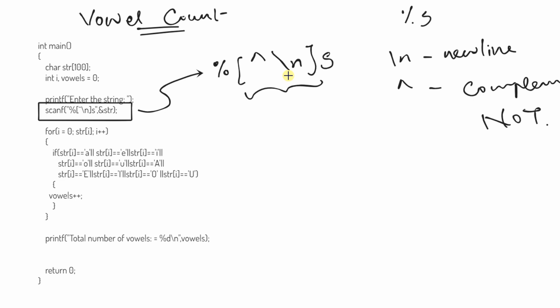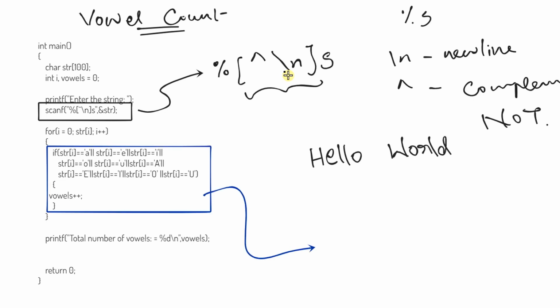Next, in the for loop, from the beginning of the string till the end, we'll be traversing and checking each and every letter in the string. Let's take the sentence "hello world". Here the positions are 0, 1, 2, 3 and 4. The fifth position is space, then 6, 7, 8, 9 and 10. So the string length is 11, including one space, and the indices go from 0 to 10.